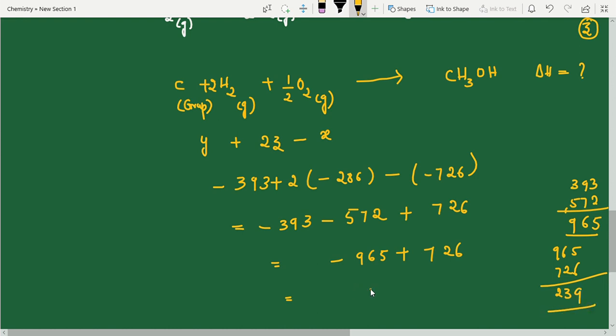This is 239. Is it minus symbol or plus symbol? The bigger value we have to take, no? Minus 239 kilojoule per mole. See, like that very easily we can solve the questions in thermochemistry.